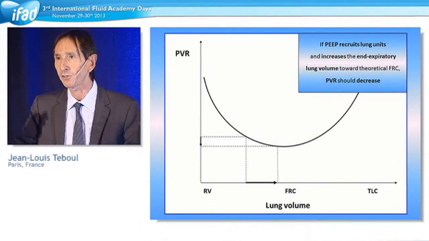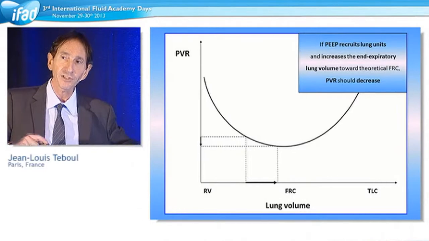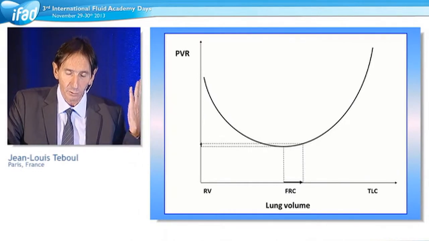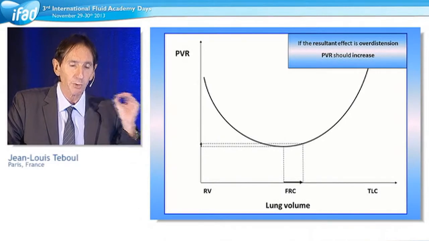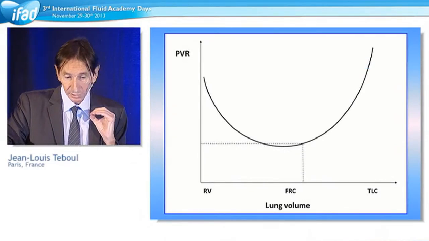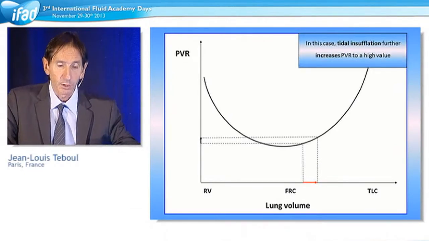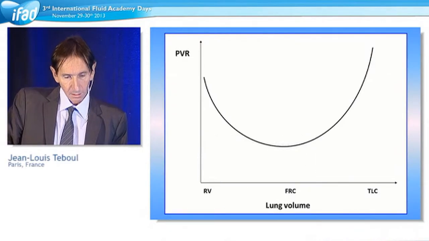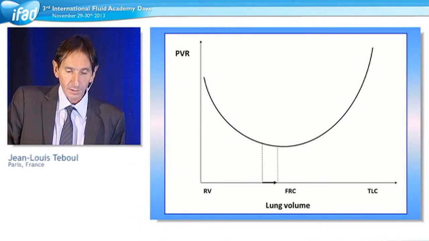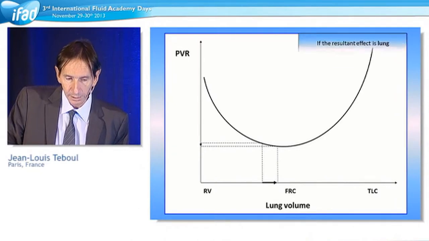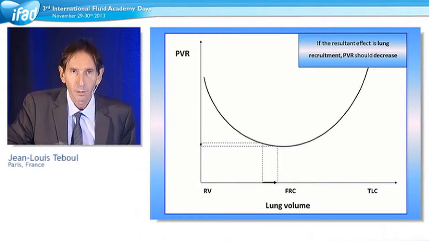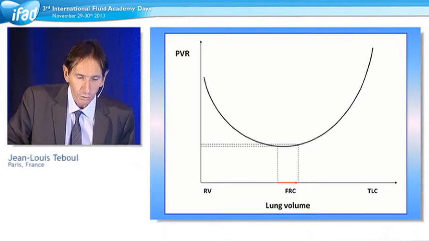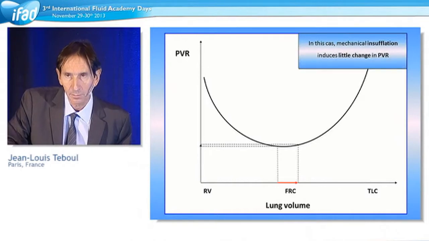And you know that ARDS is a heterogeneous disease with some overdistension and some recruitment. So, what is the overall effect? If the overall effect, the net effect, is overdistension, pulmonary vascular resistance should increase. And in this situation, tidal volume ventilation further increases the pulmonary vascular resistance to a high value in this situation of overdistension. But the opposite is also true. If the net effect is recruitment and not overdistension, pulmonary vascular resistance should decrease. And tidal ventilation in this situation should increase a little, only a little, pulmonary vascular resistance.